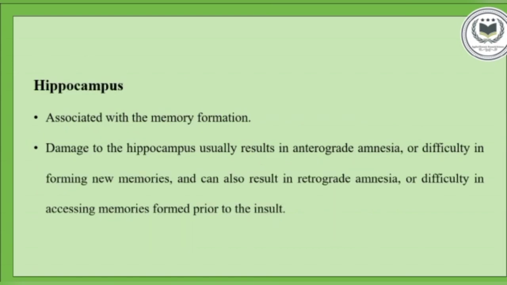Next is the hippocampus, which is also part of the limbic system. The hippocampus plays a role in learning and memory, mainly memory formation. Damage to the hippocampus usually results in anterograde amnesia, or difficulty in forming new memories, and can also result in retrograde amnesia, or difficulty in accessing memory formed prior to the insult.